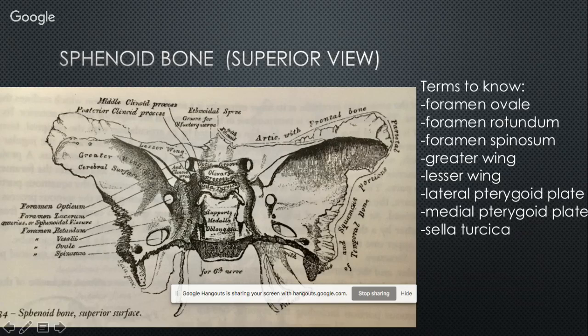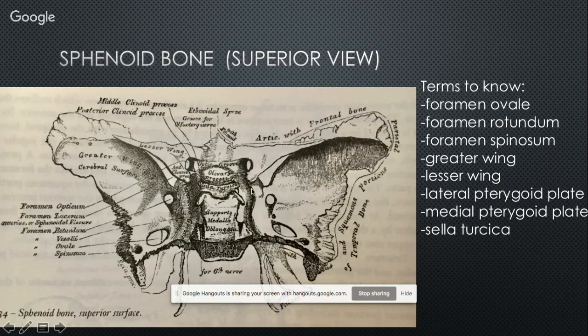First one here that I'd like to point out is the foramen ovale. Sorry, this one's the foramen ovale. This is the rotundum, and this is the spinosum right here. So they go rotundum, ovale, spinosum, ROS. These here are the optic canals.